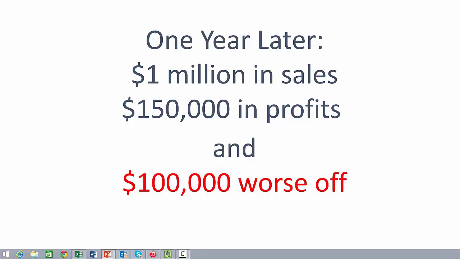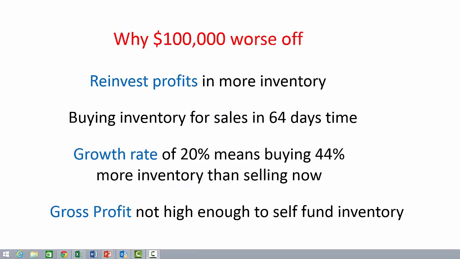Now you've drawn that down from a line of credit on your mortgage or borrowed it from friends or from the bank. So you may ask, why are you $100,000 worse off when you're making profits of $150,000 a year? Well, you've had to reinvest those profits into more inventory. So you're buying inventory for sales that occur in 64 days' time. Plus the growth rate of 20%, which means you're buying 44% more inventory than you're selling now. And the fourth factor is that your gross profit rate is not high enough to self-fund inventory.